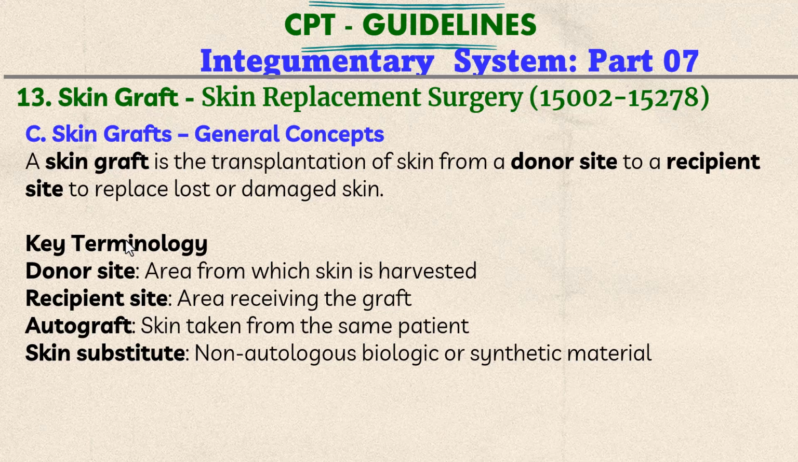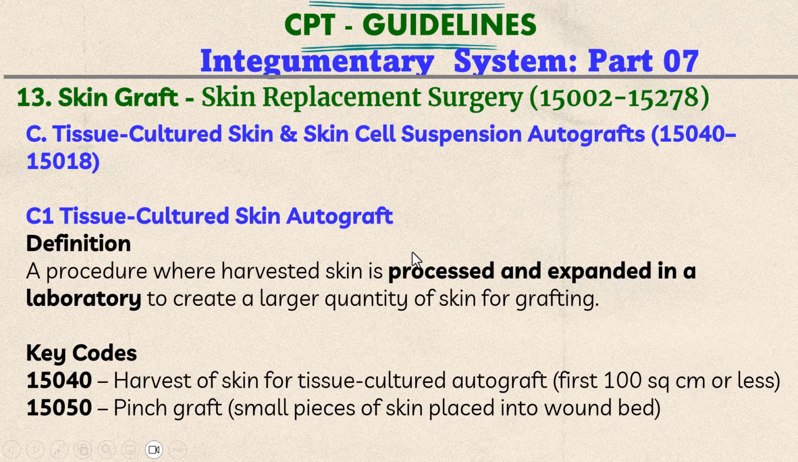Here the key terminologies are donor site, that is the area from which skin is harvested. Recipient site is the area receiving the graft. Autograft means skin taken from the same patient. Skin substitute means non-autologous biologic or synthetic material. The first type of skin graft mentioned here is tissue cultured skin and skin cell suspension autografts.